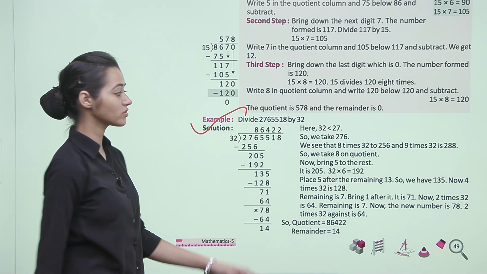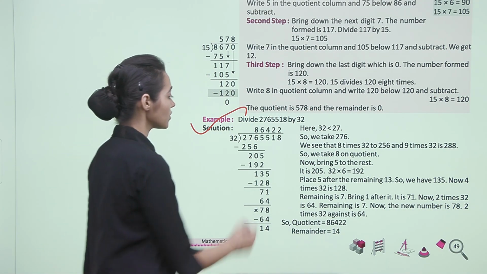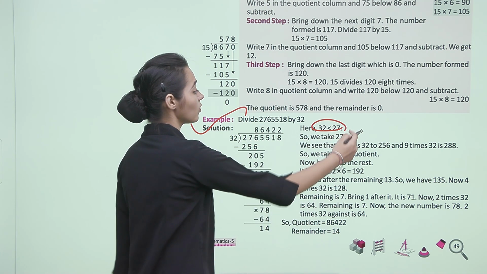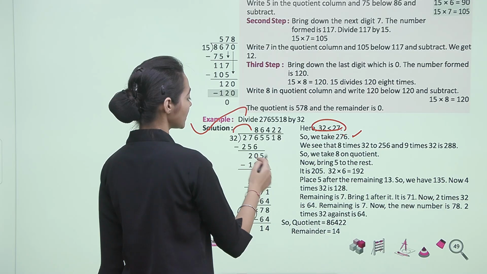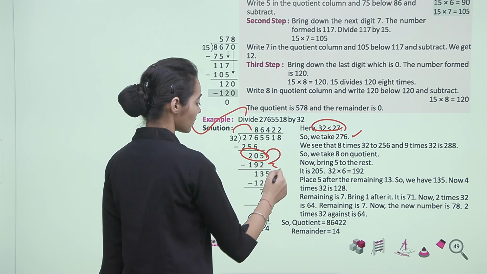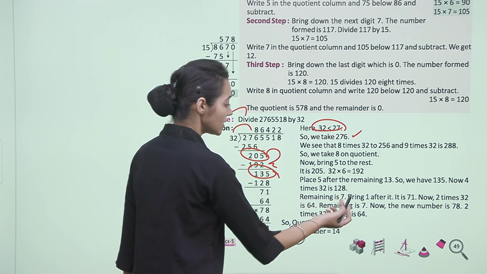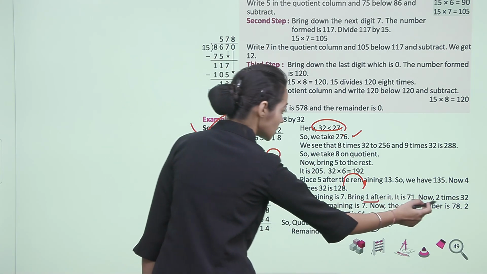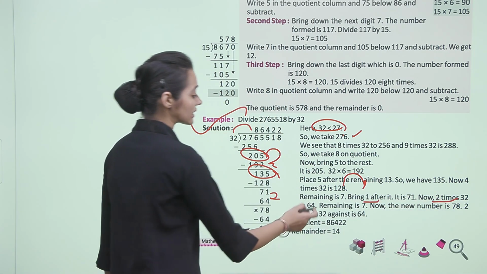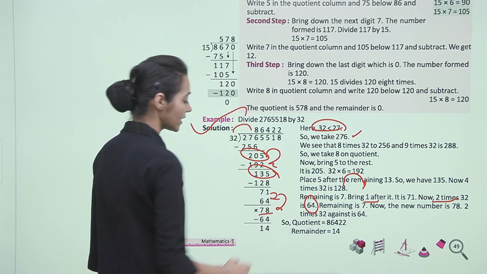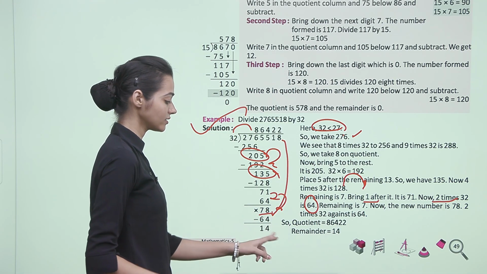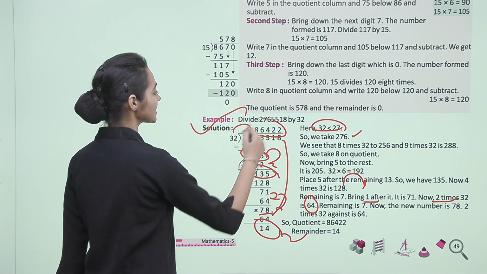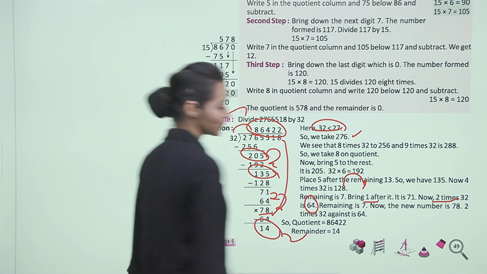Now in the next one we have to divide it by 32. In the first step, 27 is less than 32, not possible. So we will take one more digit and we know that 32 into 6 is 192. Now we will subtract 192, it becomes 135. Now after bringing 1 down after it, we get 32 into 2, that is 64, and then again we will take 8 here, then again minus 64, and we get remainder as 14 and quotient as 6422.